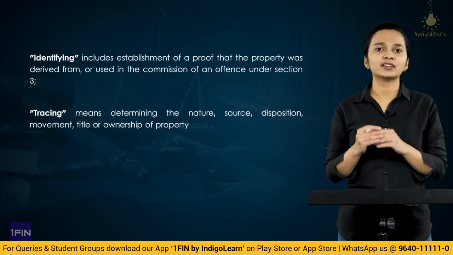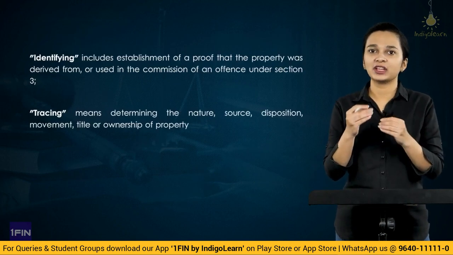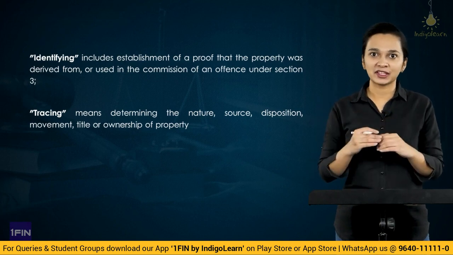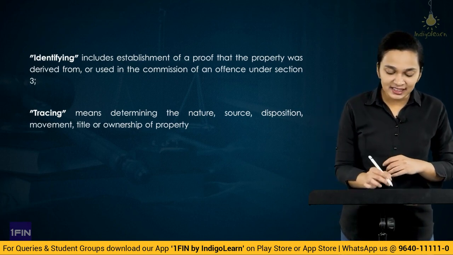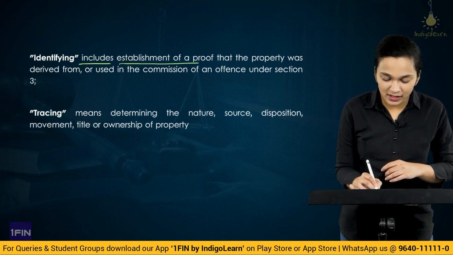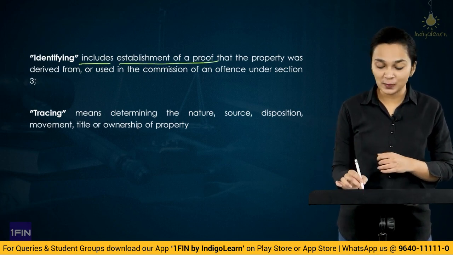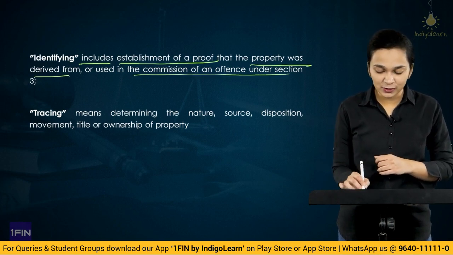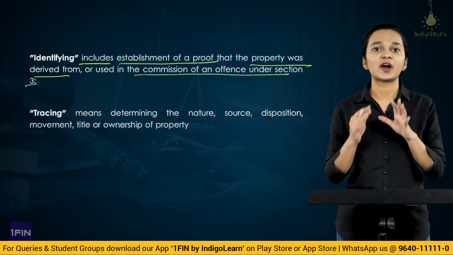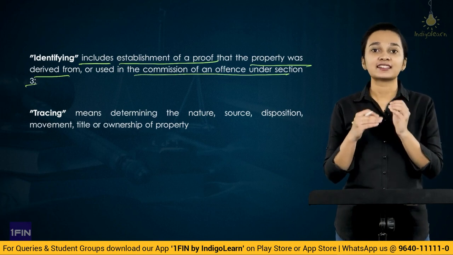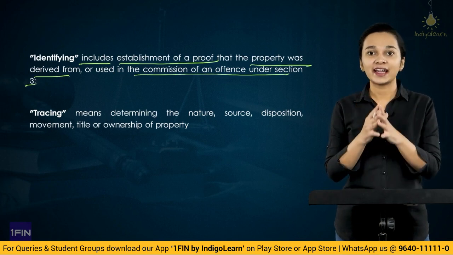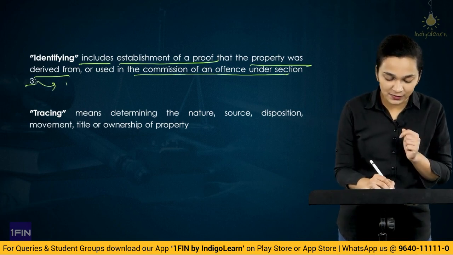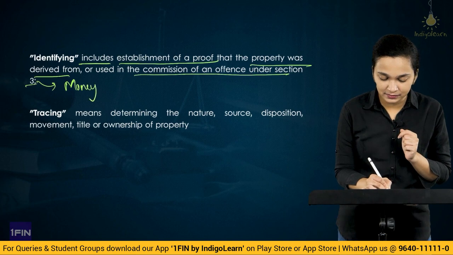There are two more small terms, the meaning of which we'll understand. The first one is identifying and the other one is tracing. Let's have a look at the meaning of these two terms. Identifying includes establishment of a proof that the property was derived from or used in commission of an offence under section 3. So identifying basically means establishing proof that the property has been derived because of some money laundering offence.